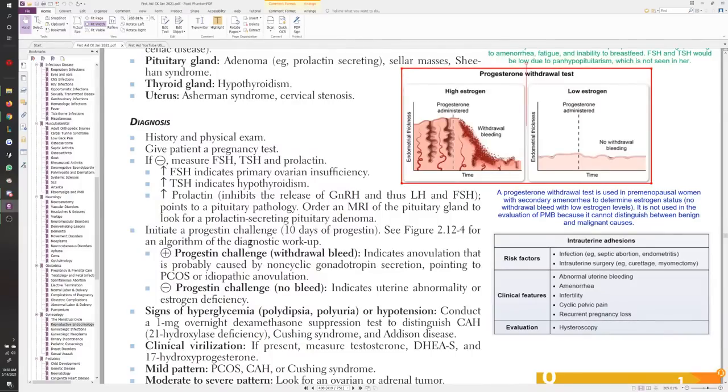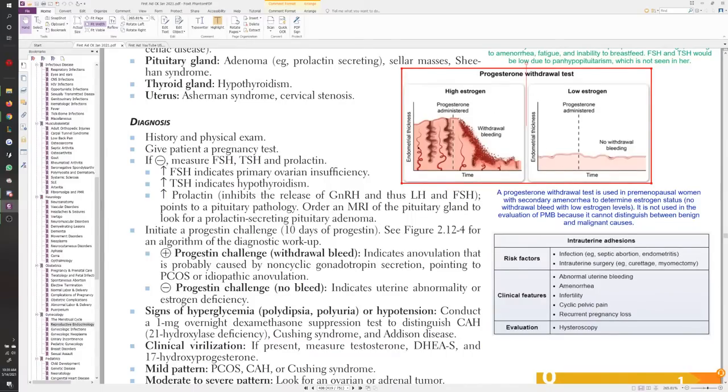Progestin challenge is basically the progesterone withdrawal test. So in a patient who naturally has high estrogen but is not really menstruating well, you give progesterone, and then when you stop giving progesterone, you can see that they're going to stop the progestation part and menses will occur. So you're going to get withdrawal bleeding, right? Whereas here, when they don't have any estrogen at all, giving progesterone doesn't do anything.